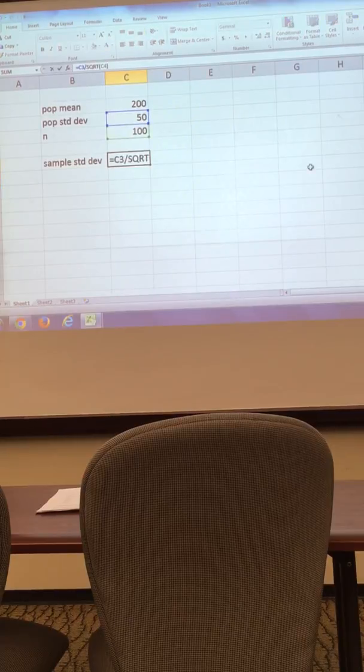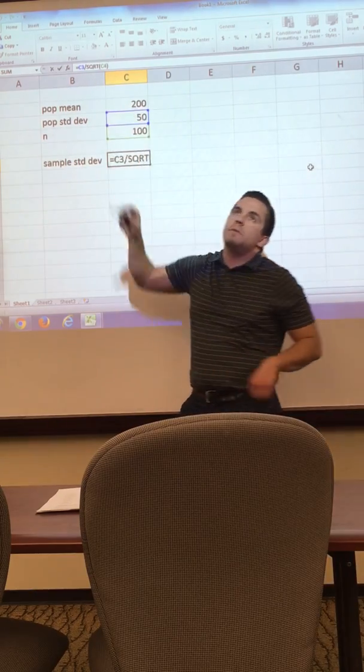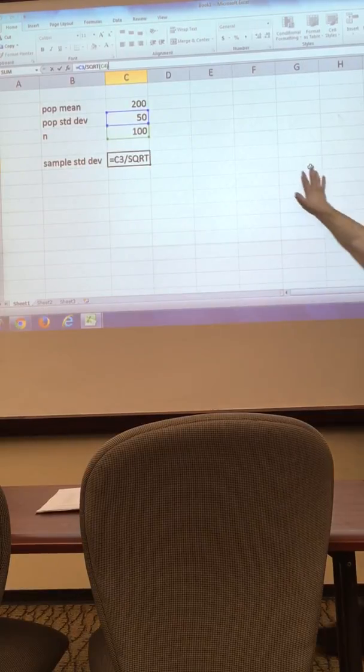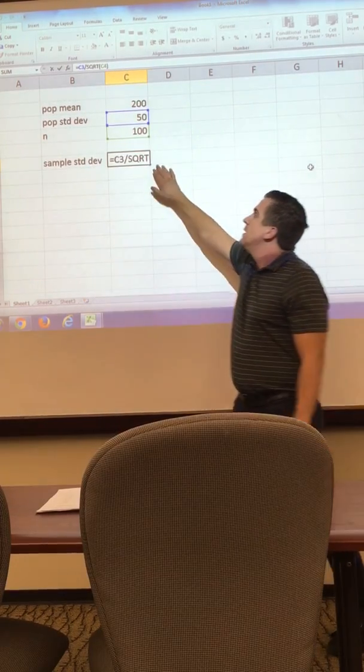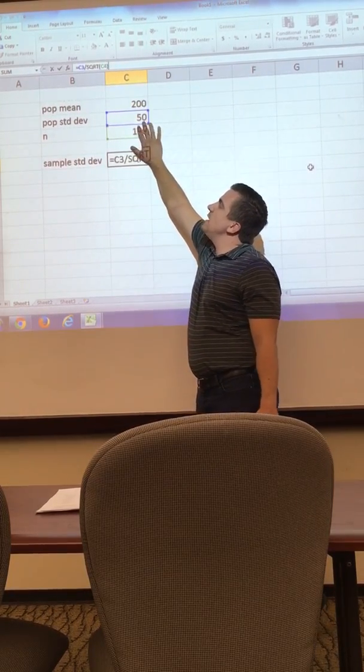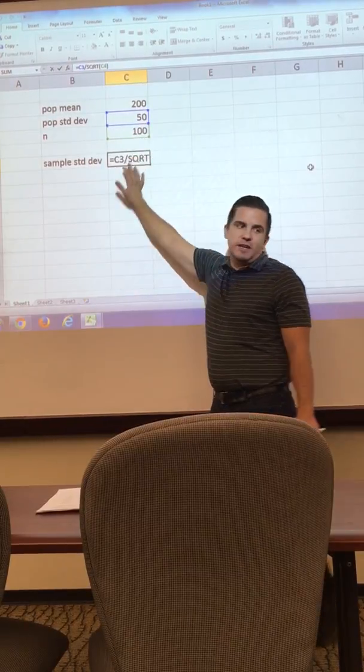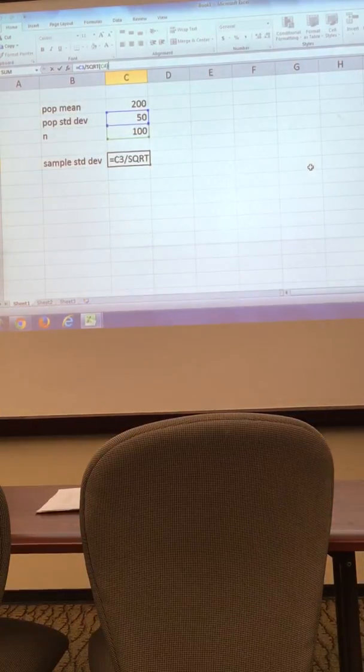So if we know our true population values for our mean and our standard deviation, which isn't super common, we won't always know that. But for this chapter, we're always going to know our true population standard deviation values. Then if we take a sample, the sample standard deviation is going to be close to the population standard deviation, but the larger sample we take, so the sample standard deviation of the mean, let me correct myself there.